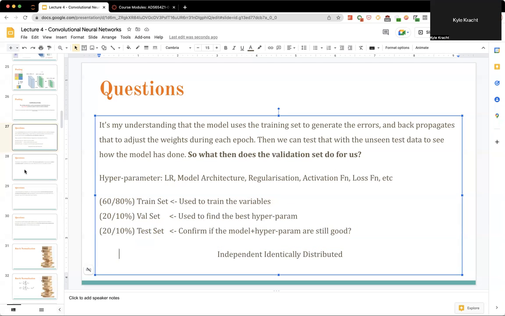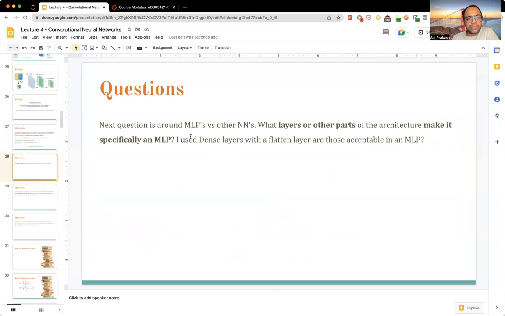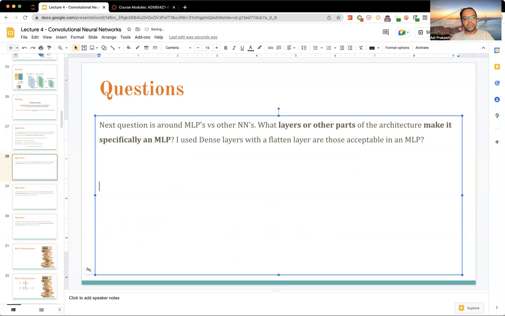Okay, thank you. Okay, let's go to the second one. What layers or other parts of the architecture make it an MLP? Maybe this is definitely on me. Now, MLP is the same as saying a network of dense layers, right?